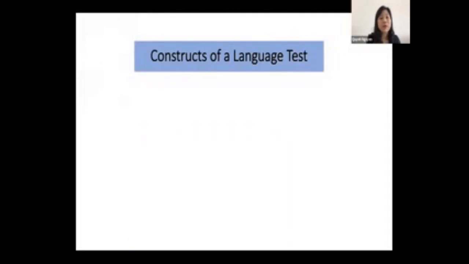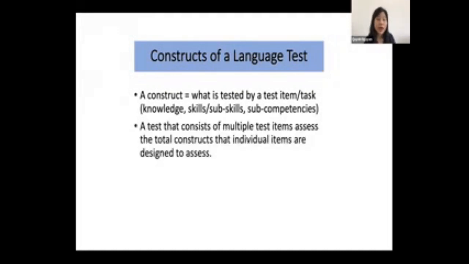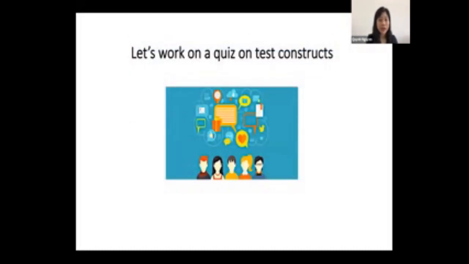In terms of the construct of a language test, by definition, a construct is what is tested by a test item or a task, either an area of knowledge, a skill or sub-skills, a sub-competency. A test that consists of multiple test items can assess a total construct, the total of the constructs that individual items are designed to assess. Let's work on the quiz on test construct now.